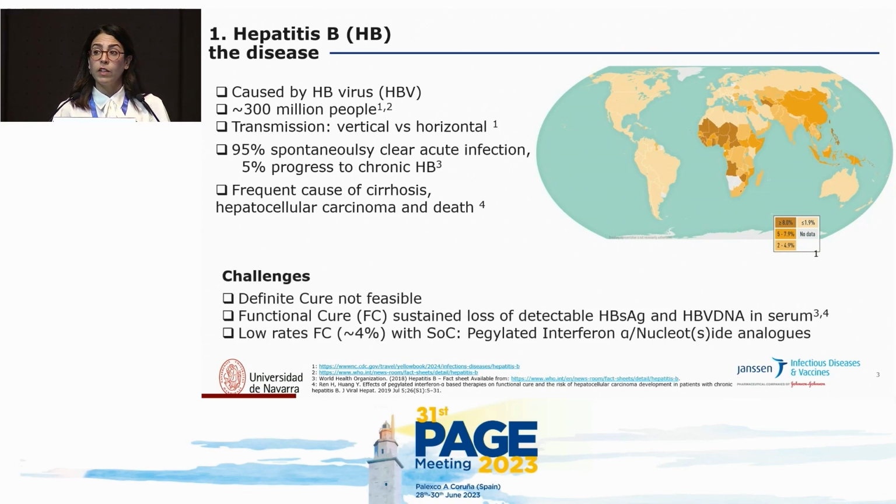Unfortunately, a definite cure doesn't exist, although a functional cure is feasible, which is defined as a sustained loss of detectable viral proteins, specifically the S antigen, and HBV DNA viral loads in serum. With the current standard of care therapies, the rates of functional cure are very low, leading to intensive research in this area to obtain novel therapeutic strategies.